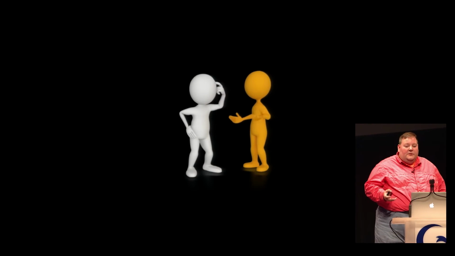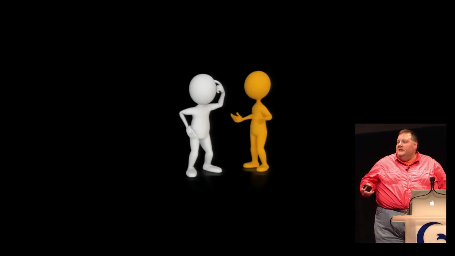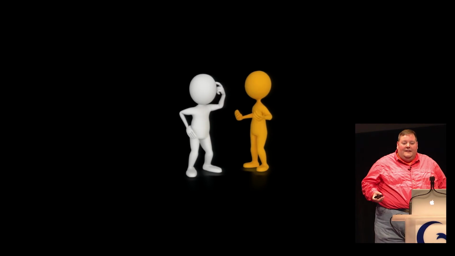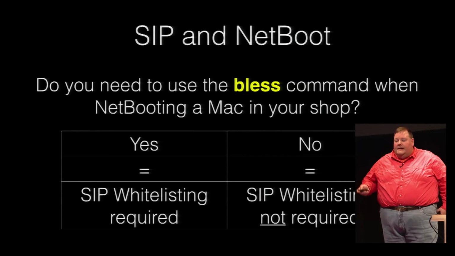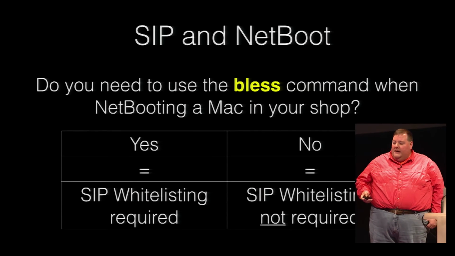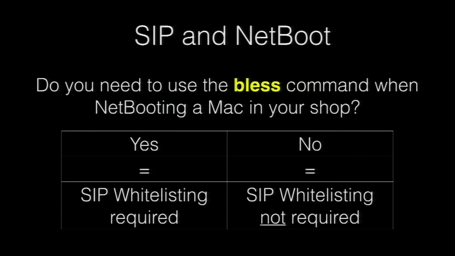Okay, so at this point we've discussed a number of things, most of which ended in can only be changed in the recovery environment. So where does this leave us as Mac admins? Let's tackle NetBoot first. SIP affects the bless command's ability to set alternate boot disks, including the ability to set a NetBoot set as a startup drive. So the first question to answer is, do you use bless to set your Macs to NetBoot? If the answer is yes, you'll need to whitelist. But if the answer is no, you don't need to whitelist.